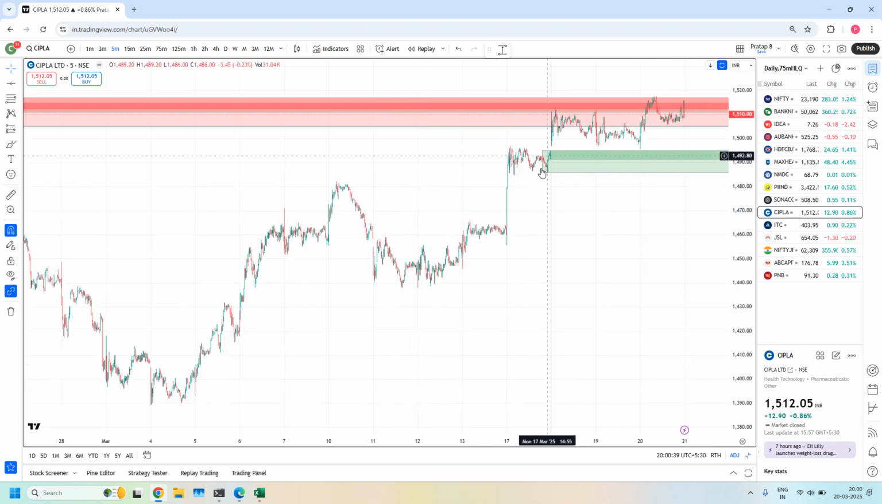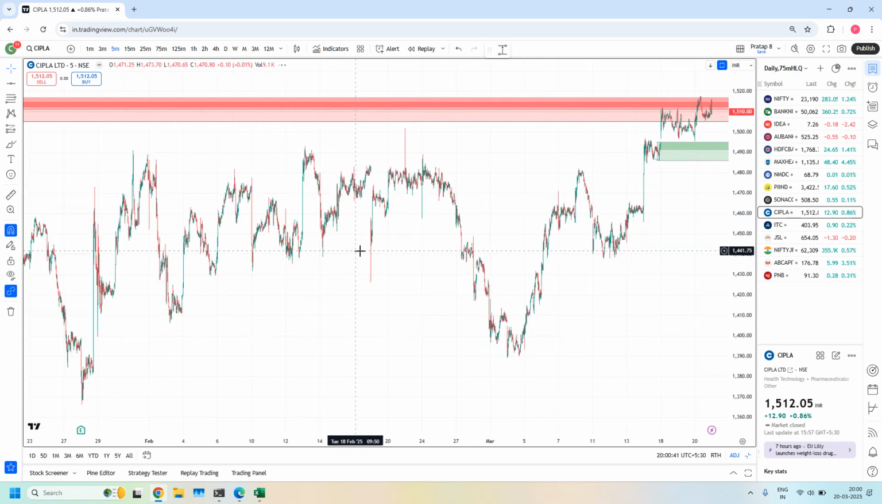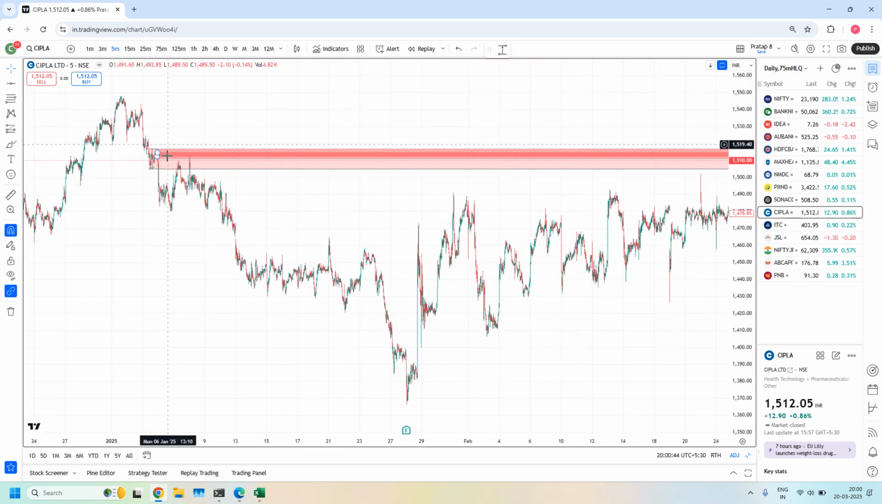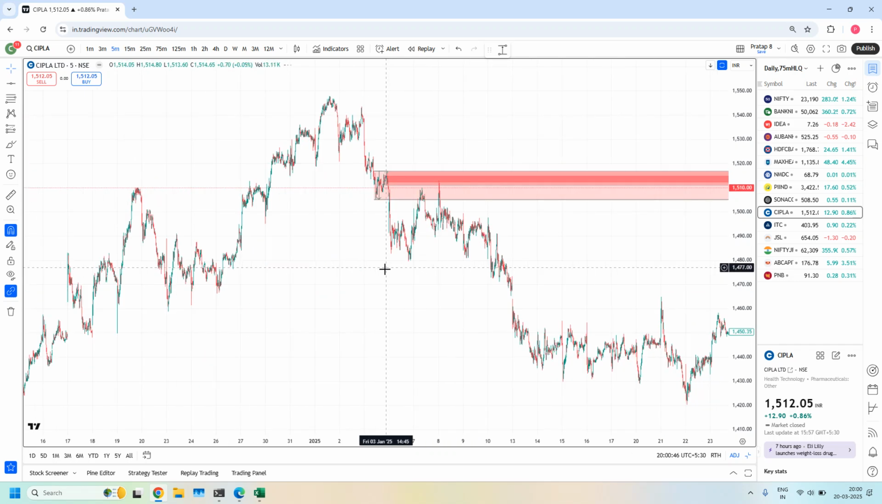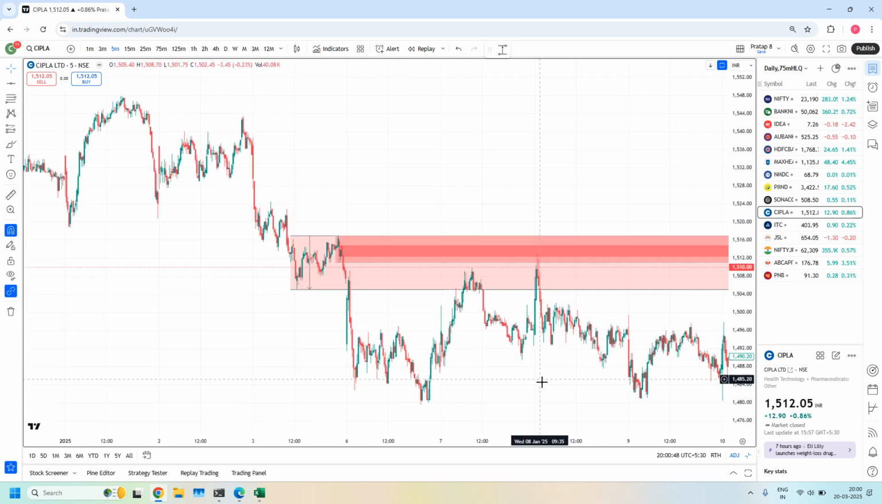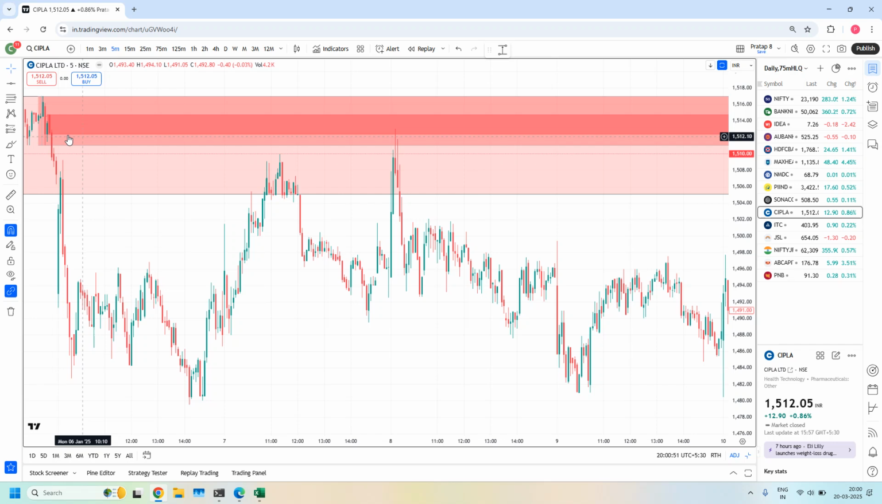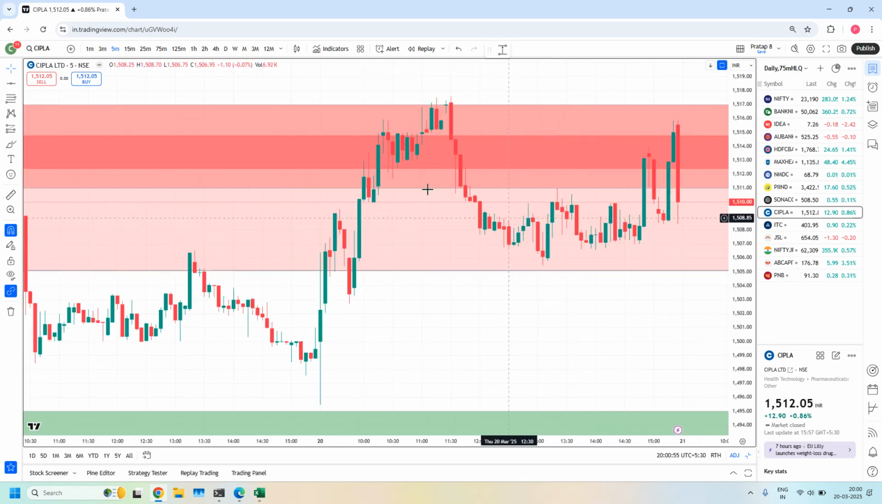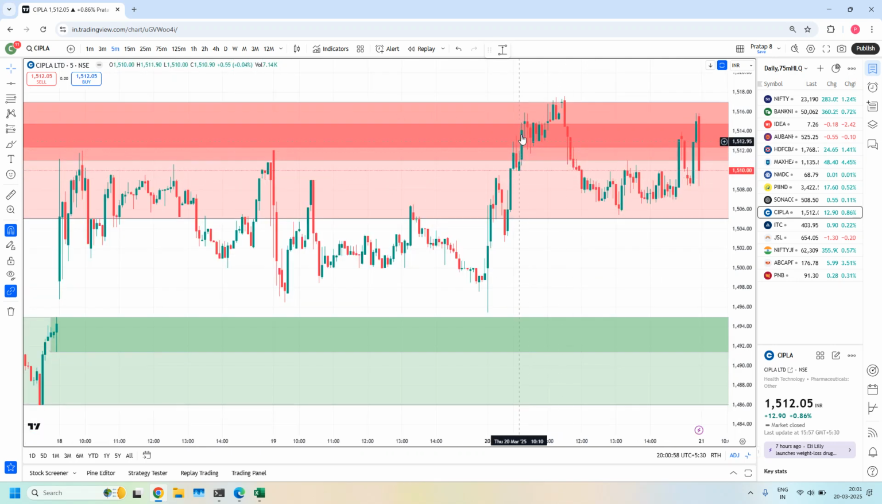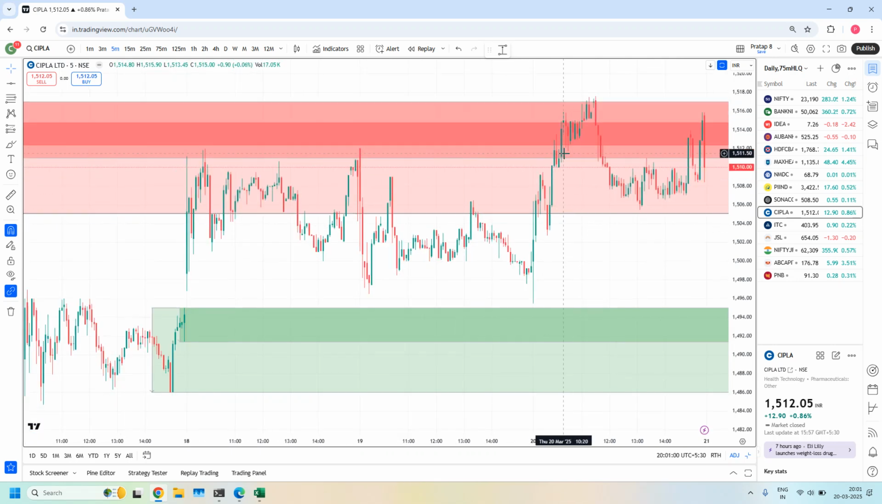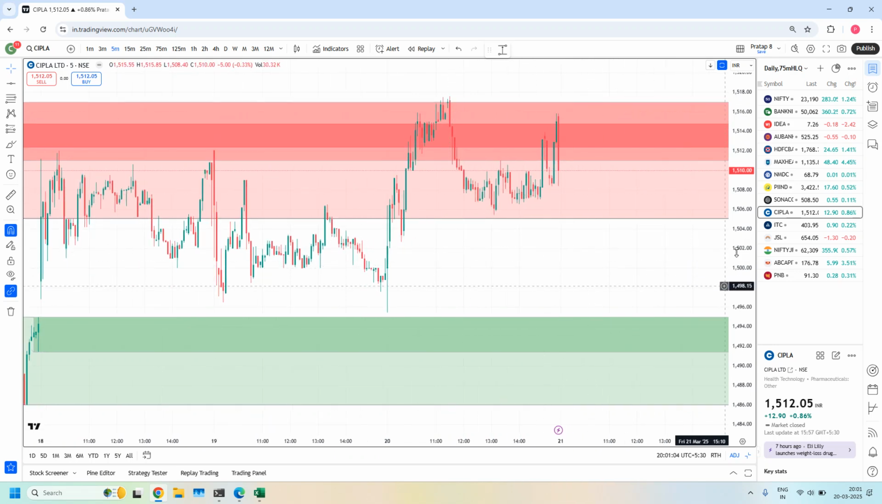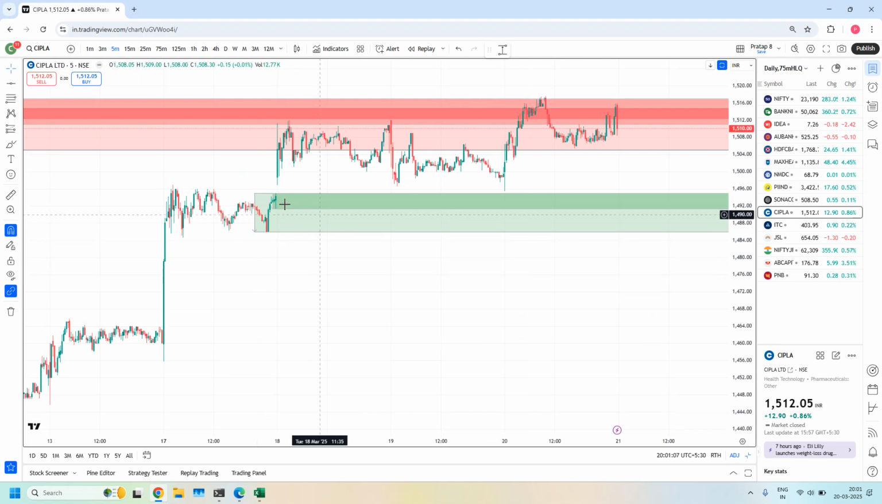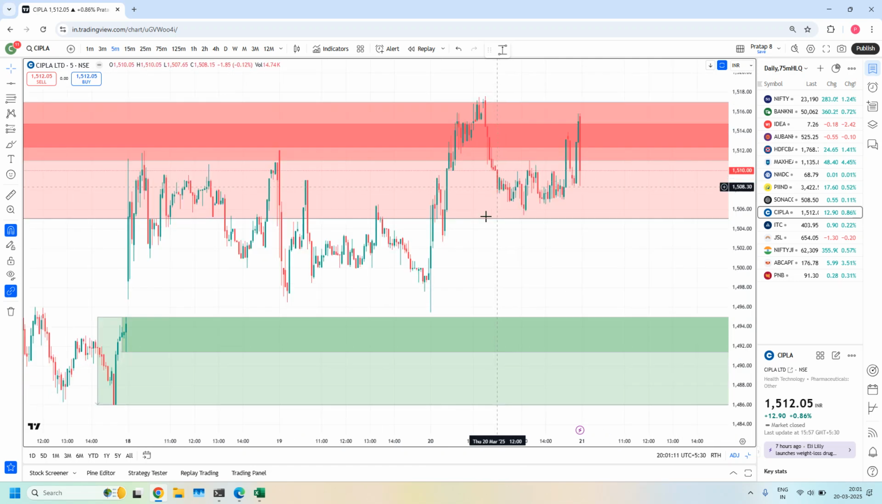And this is also having a 75-minute supply zone. It is already tested. This 5-minute supply zone is already tested here. And today it is violated, because we know it will be violated. Because when a zone is having both demand and supply zones, either side we may get trade opportunity.